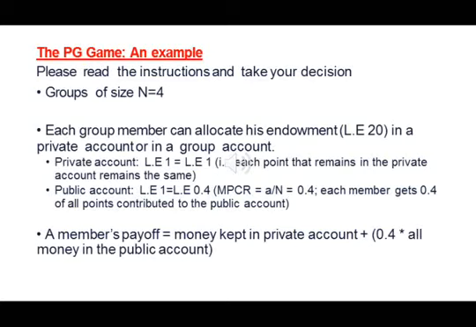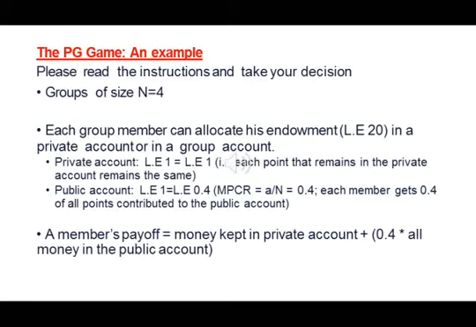So it is calculated as this fraction A over N. What is this N? This N is the group size. That's why we call it per capita, okay? And this N is a parameter that differs from one experiment to another. So if in our experiment the marginal per capita return equals 0.4, this means that each member will get 0.4 of all the points contributed to the public account. You will understand it better when I give you examples later on.